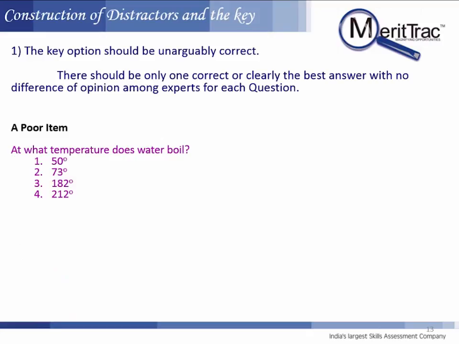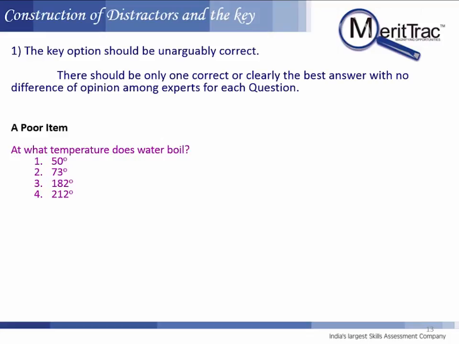But here I have one item which I am calling a poor item. At what temperature does water boil? Neither have I mentioned here whether it is degree Celsius, Fahrenheit or Kelvin, nor whether it is at the top of a mountain or at sea level. So, that is very important in terms of context, in terms of clarity.